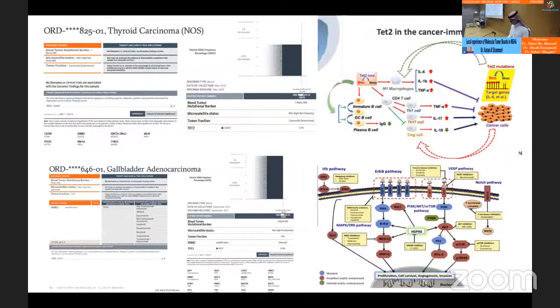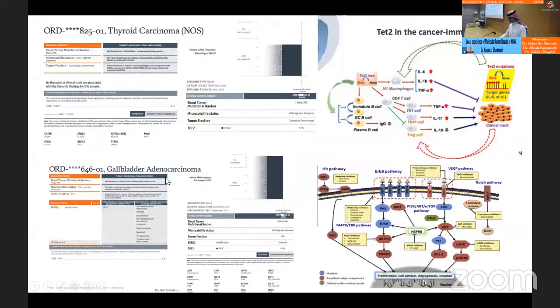Now, what I'm showing here is just an example of 2 Foundation 1 reports. One of them is for thyroid carcinoma, and it does show that the finding in the genomic profile is a TET2 mutation. Now, as medical oncologists, and I can speak probably for myself, Dr. Mohammed, Dr. Fahad, and Dr. Shawqi, we do not know a medication that would target TET2. However, discussion with the genomicist did explain that it does affect your cancer immunity, and perhaps immune checkpoint inhibitors may have a role here.